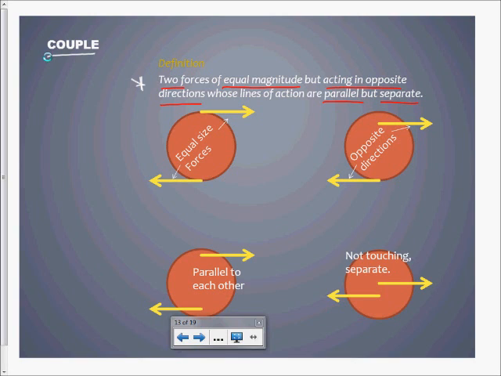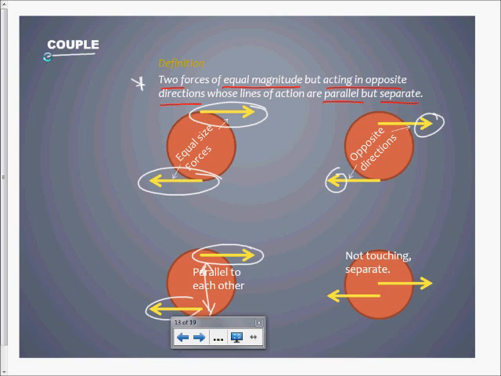If we look at the diagrams shown here, we've got two forces that are equal in magnitude. They're acting in opposite directions. They are parallel to each other, but they are separate from each other. So in this case, again, the lines of action are separate, so again, we have a couple present. The situation where you would not have a couple would be if you had two equal and opposite forces acting parallel, but along the same line. In this situation, there would be no turning effect, no torque applied.